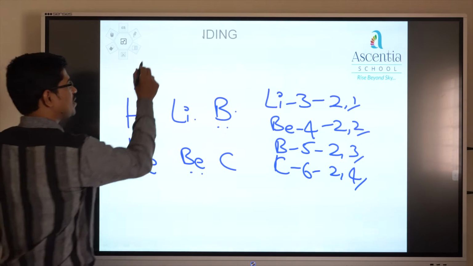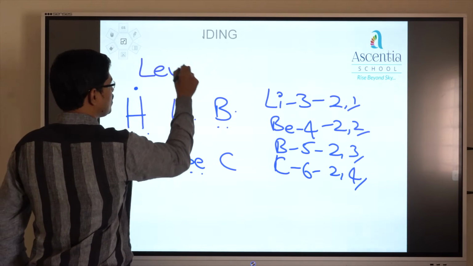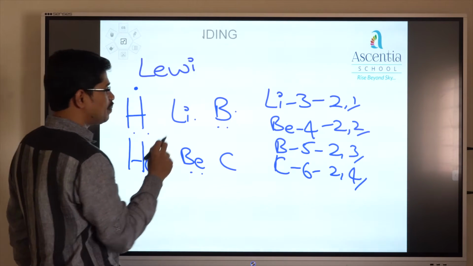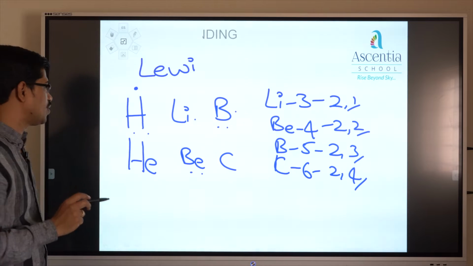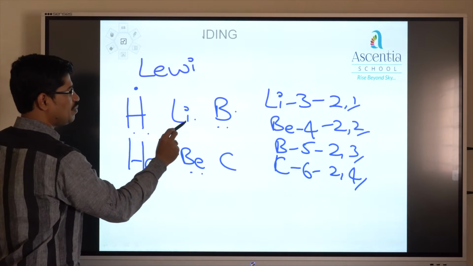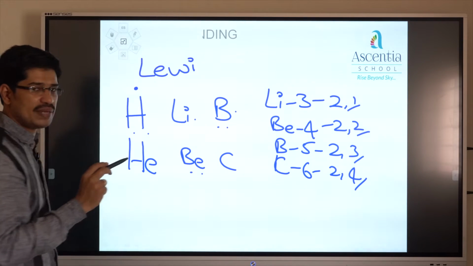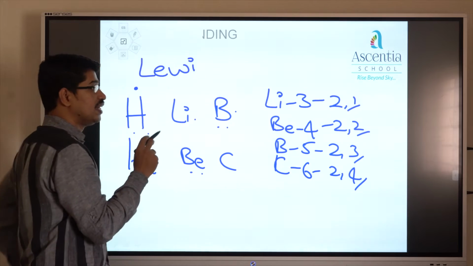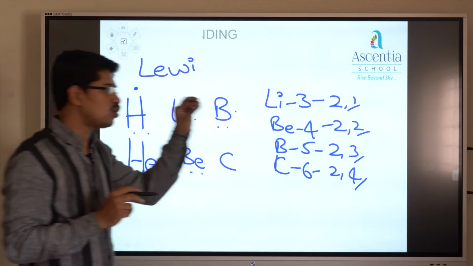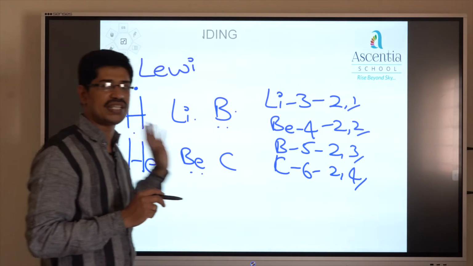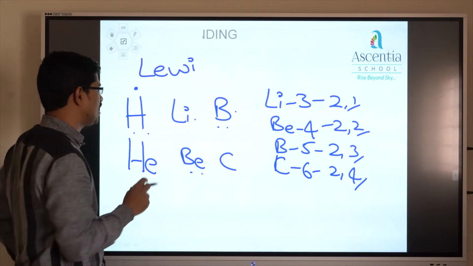According to Lewis structures, dots represent only outermost electrons. Hydrogen is 1, lithium is 1. You need not be confused that lithium atomic number is 3. Why are we not writing it? We are writing only outermost electrons. The number of electrons present in the outermost orbit are called valency electrons.